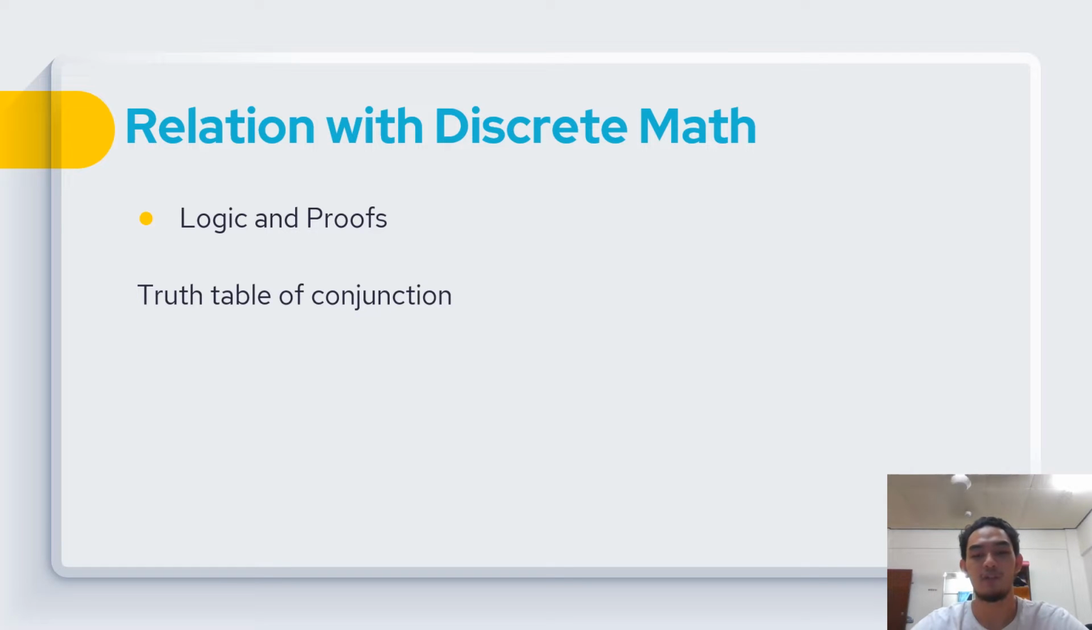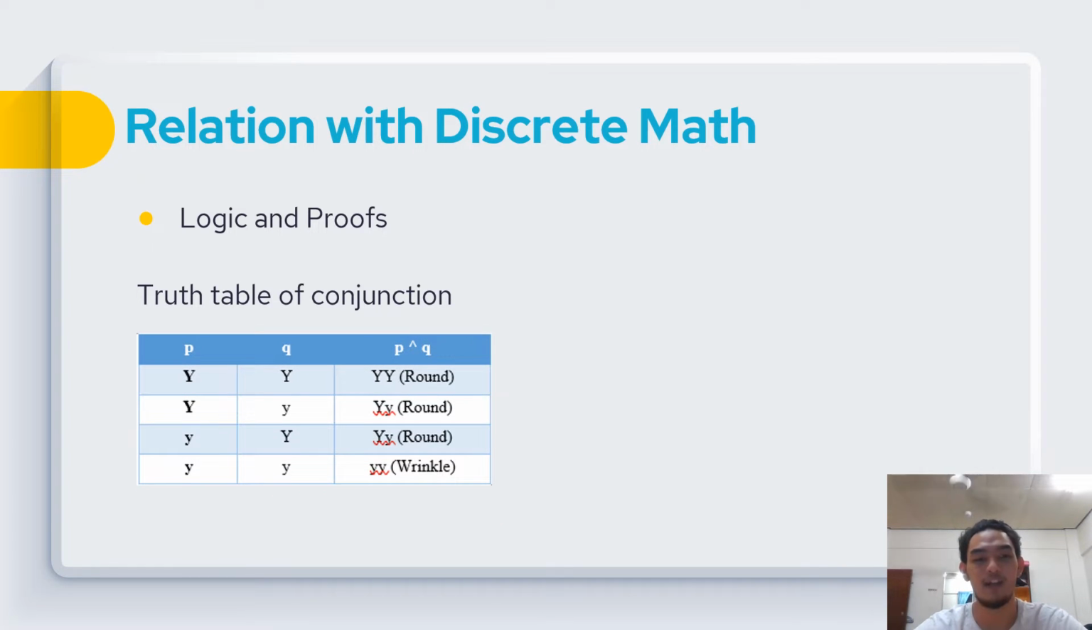Firstly, we let capital Y be the dominant trait and lowercase y the recessive trait. Then we insert them inside the truth table of conjunction, and there is an "and". If you notice from the last column, P and Q, if there is at least one capital Y in the table, then the trait should follow the dominant trait.